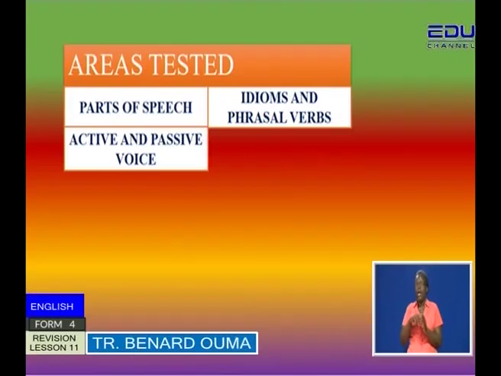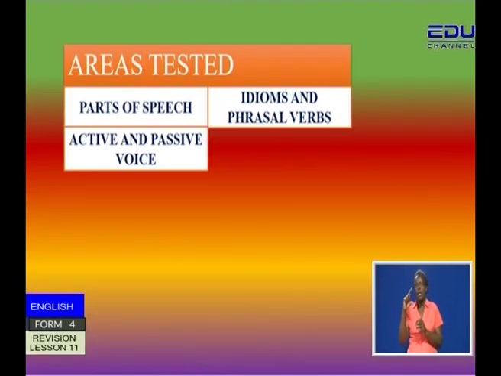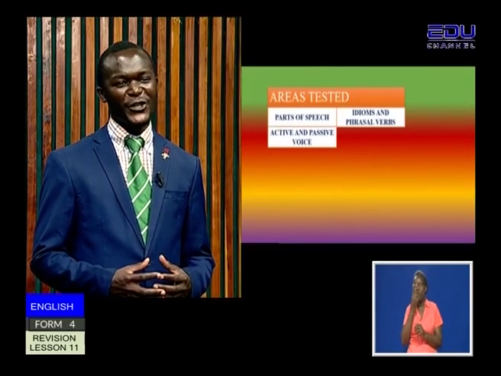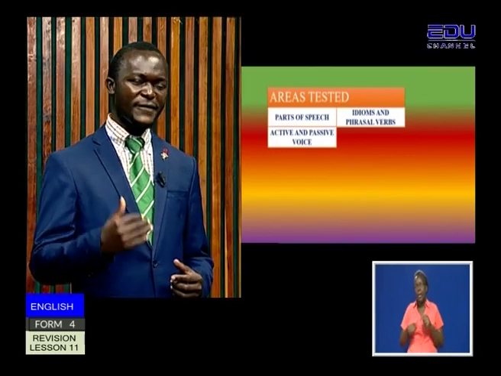Another common area in grammar is active and passive voice. A sentence in English can either be in the active voice or in the passive voice. When the voice is active, it means that we focus on the subject. For instance, if we say, Ouma taught the lesson, that is active. But in the passive voice, the focus is on the object, in this case, the lesson. So you will say, the lesson was taught by Ouma. So such might feature in an examination situation.